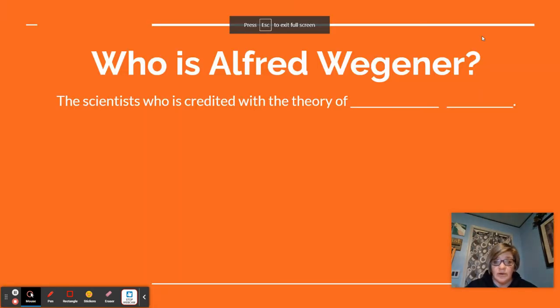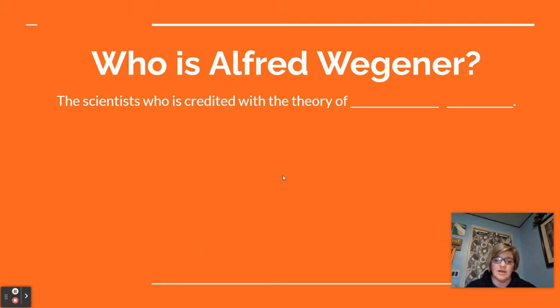Okay, today we are learning about who is Alfred Wegener. You may have heard a little bit about him. He is the scientist credited with the theory of what? Think about our lesson question. What do you think he's credited with?